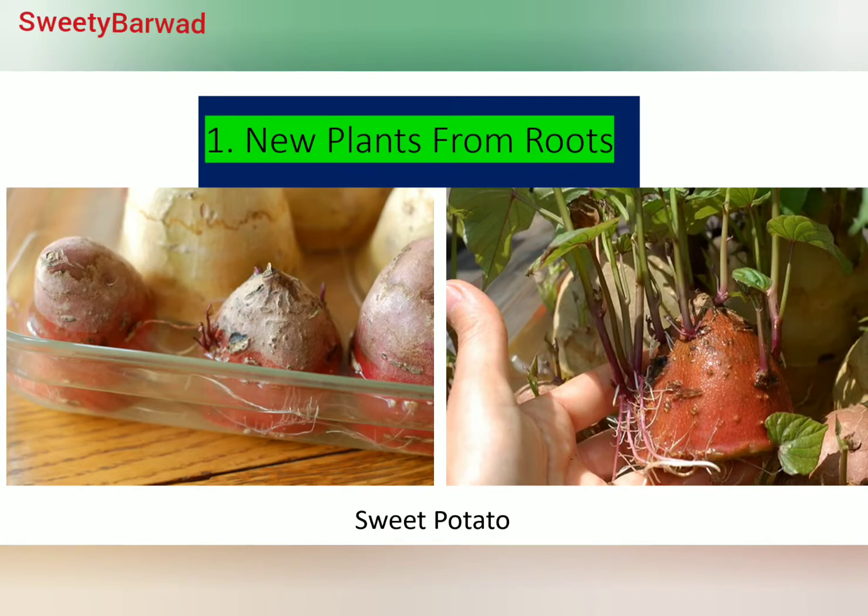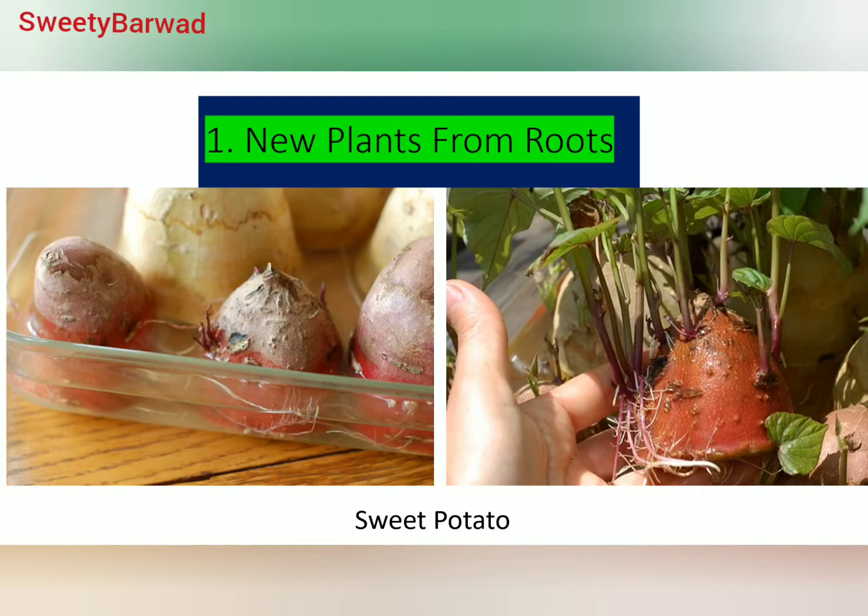Children, do you know? New plants grow from roots. If we take a sweet potato, which is a part of its parent plant, and insert toothpicks in it on all its four sides, then place the sweet potato in water in such a way that the lower part of the sweet potato remains immersed in water, where it can get fresh air and sunlight.